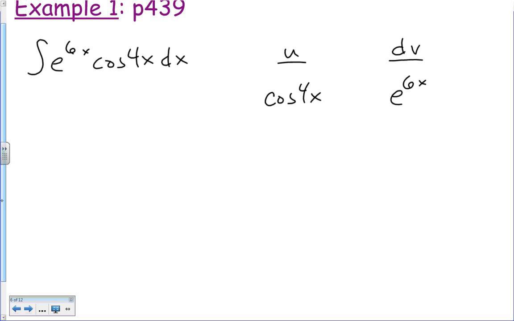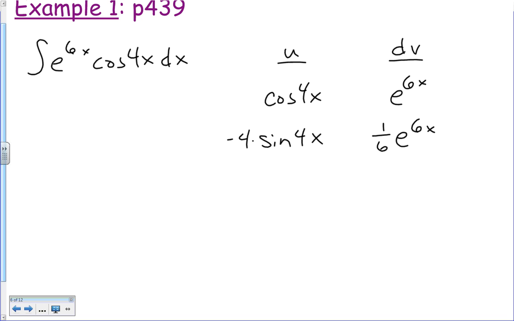So the derivative of cosine is a negative sine of 4x times the derivative of 4x, which is 4. I'm going to go ahead and put that minus 4 out front. So we have a minus 4 times the sine of 4x. And the antiderivative of e to the 6x is just e to the 6x times the reciprocal of the derivative of 6x. The derivative of 6x is 6, so that's 1/6 out front.